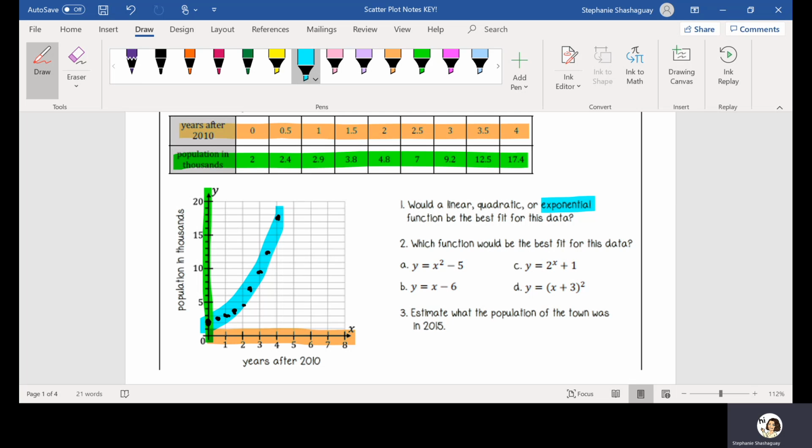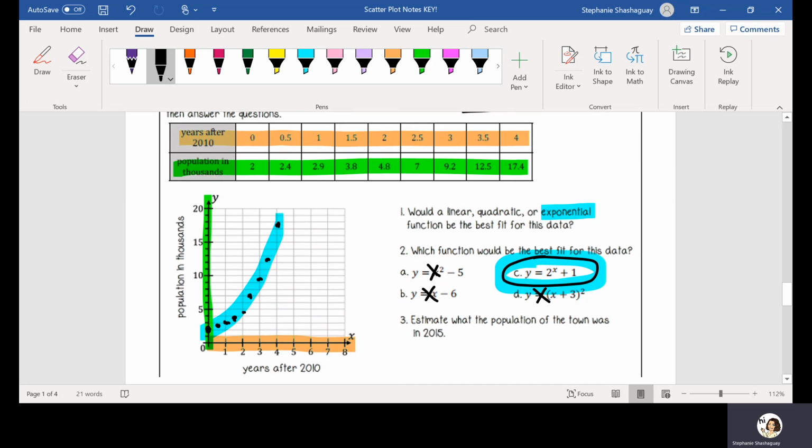So which function would be the best fit? Well, let's look at our options below. Option A is a quadratic, so we're going to cross that out. Option B is a linear, so we're going to cross that out. C is exponential, so maybe. And D is also a quadratic, so we're going to cross that out. So our correct answer here is C, which is y equals 2 to the x power plus 1. And then it asks us what the population of the town was in 2015.